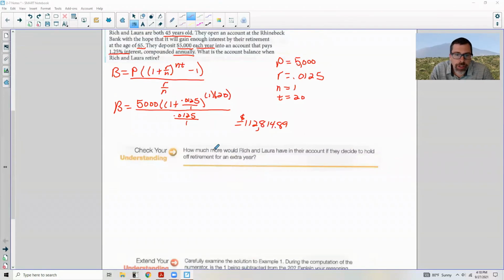Okay, so the check your understanding says how much more would Rich and Laura have in their account if they decide to hold off retirement for 1 more year? For an extra year. So they're going to retire at age 66. See if you can do this and come back, see how you did.